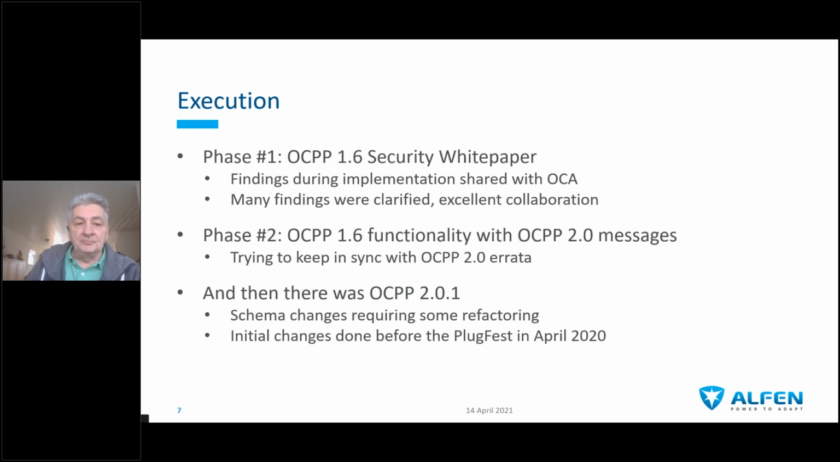The next phase was a bit more difficult. OCPP 1.6 functionality being transferred to use OCPP 2.0 messages, while OCPP 2.0 was still evolving. OCPP 2.0 came over the months with quite a couple of errata as people were building up experience with OCPP 2.0, and it was sometimes a struggle to keep things in sync with these errata. And then towards the end of our phase 2, OCPP 2.0.1 came out with a couple of schema changes that required a bit of refactoring. But in the end, we got everything up and running and ready for the first OCPP 2.0.1 Plugfest in April 2020.